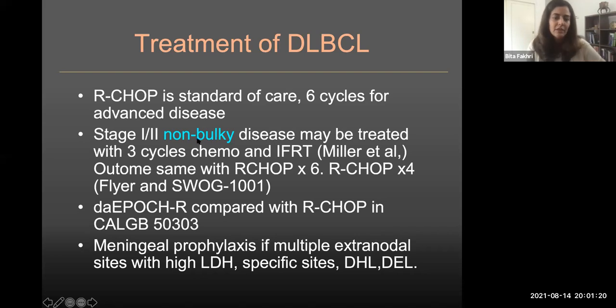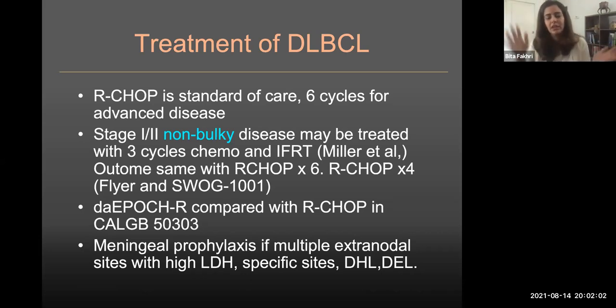And historically, we have also been using 3 cycles of R-CHOP followed by radiation therapy. But as medical oncologists, with all respect, I have so much respect for radiation, but if we can avoid it, why not? We should try to avoid it. And then there is another regimen that I'll talk to you a little about. It's called dose-adjusted EPOCH-R. In a huge disappointing phase 3 trial, run by another cooperative group in America, called Alliance 50303, they compared dose-adjusted EPOCH-R with R-CHOP, and there was no difference.